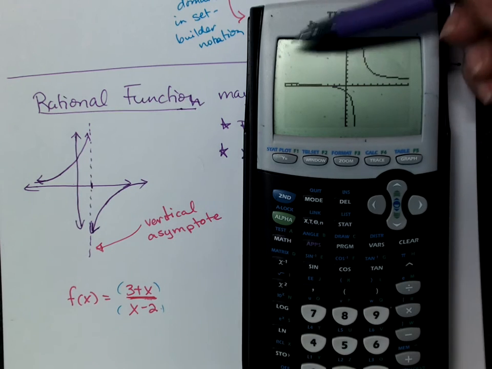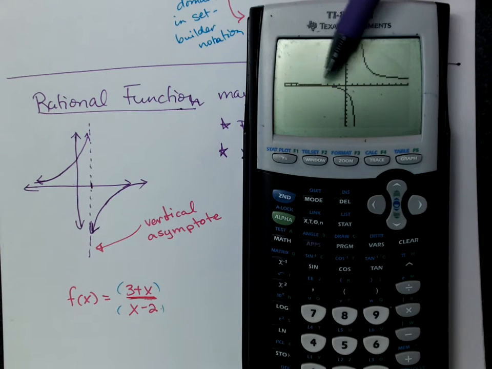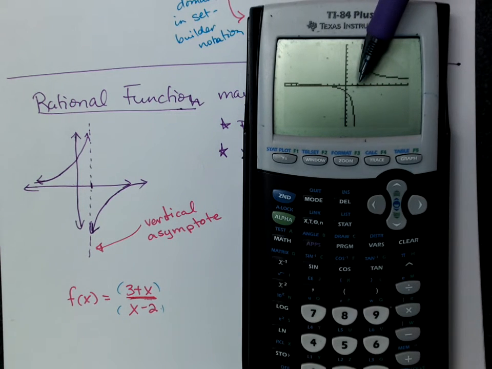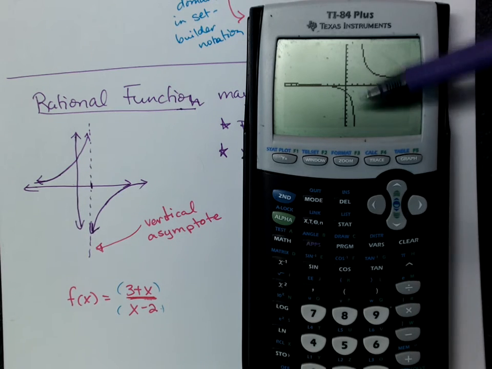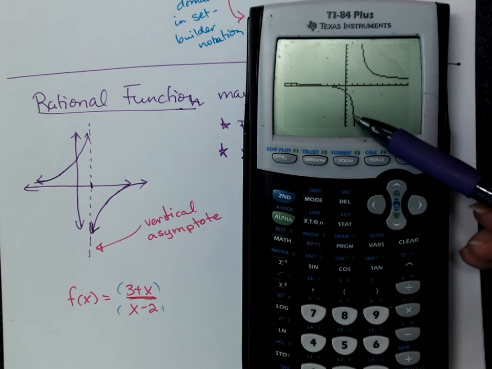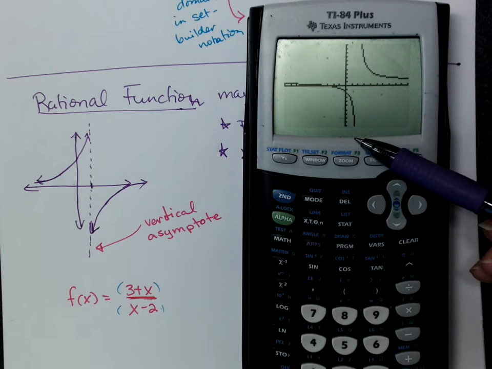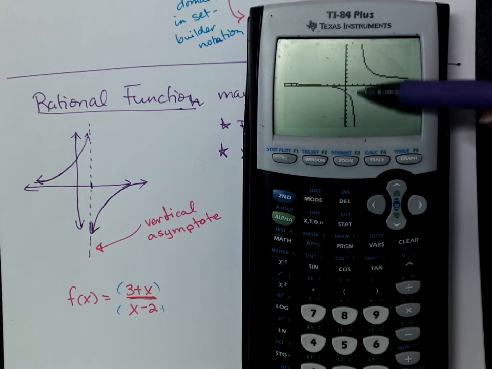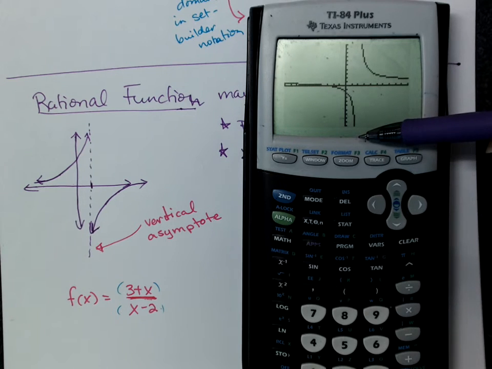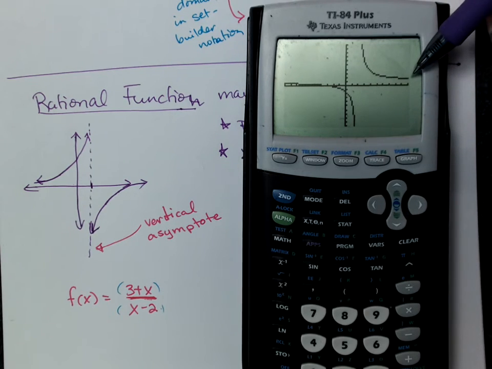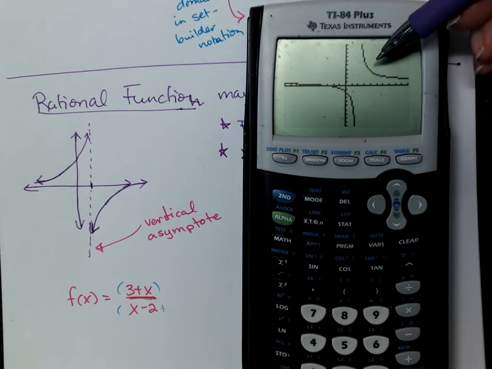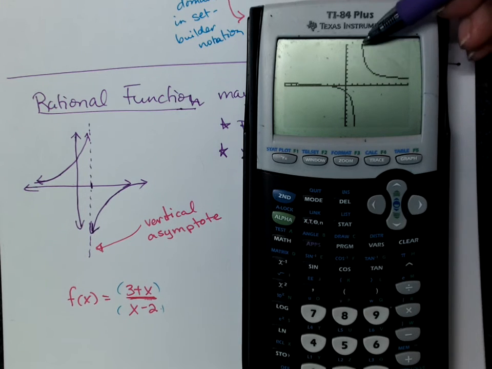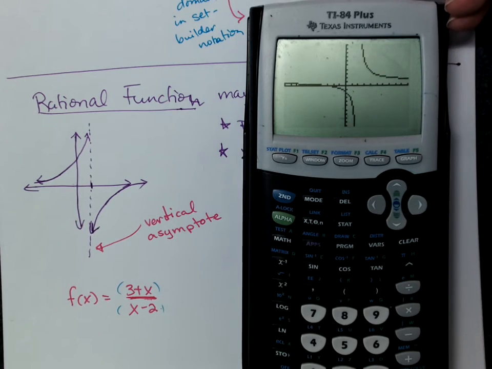But notice how this graph comes from the left, and as it gets closer and closer to what number? 2. It shoots down into infinity. Our eye can't even perceive it, but it's going to go down, down, down forever and ever. It's going to get closer and closer to x equals 2, but it'll never touch it. And from the right, it shoots up into infinity as it gets closer to 2, but it's never going to touch it.